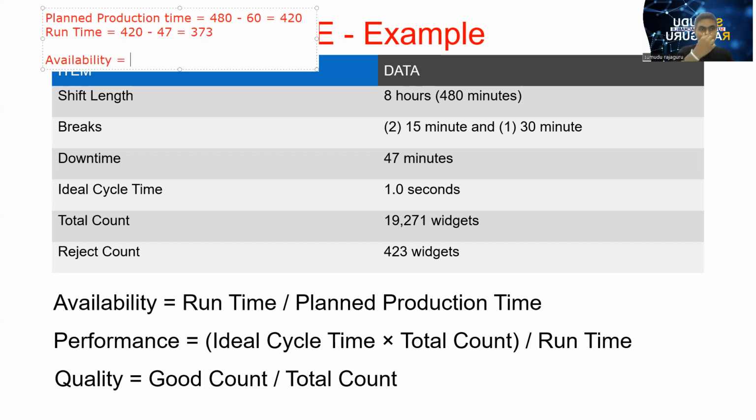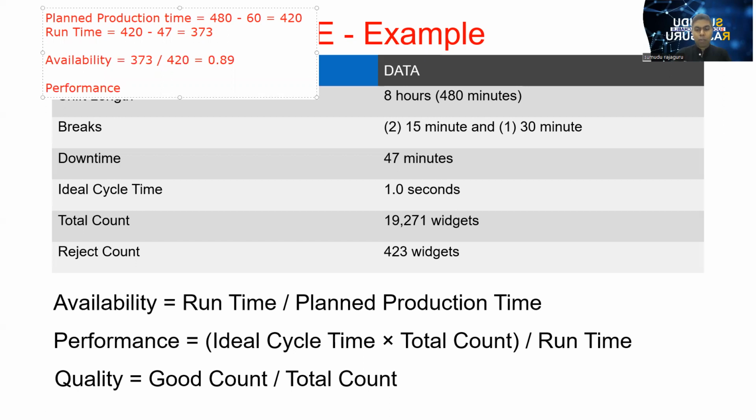Then availability equals runtime 373 divided by planned time 420. So what is the answer? 373 divided by 420 is 0.89. This is the availability. Then performance.